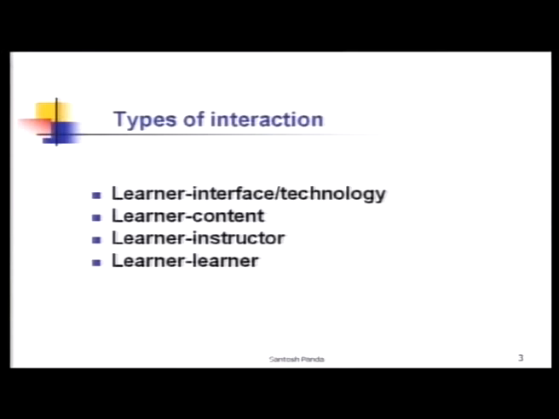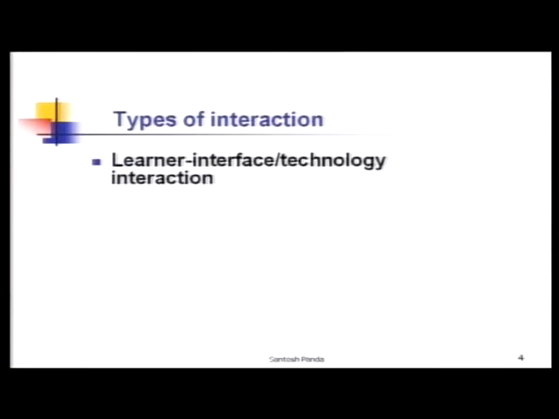The types of interaction I have listed down are 4, and basically there are 4 interaction types. There could be many more sub-interaction groups that one could consider while designing an online learning environment and online learning resources and teaching learning. One is learner interface or learner technology interaction. 2, the learner content interaction. 3, learner instructor or the facilitator or the online mentor or the tutor interaction. And finally, learner-learner interaction. The first is about learner interface or technology interaction.